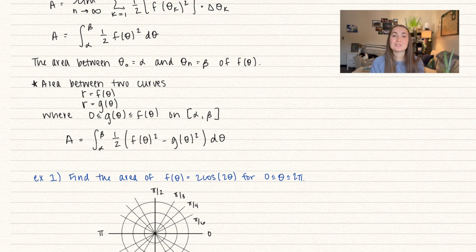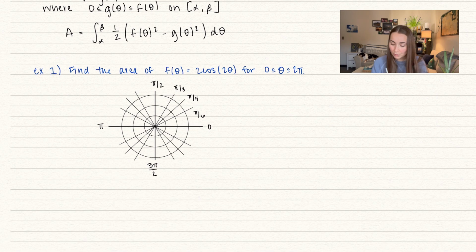But now what we want to do is go ahead and apply it. So example 1, we want to find the area of f of theta equals 2 cosine of 2 theta, where theta is bounded between 0 and 2 pi.